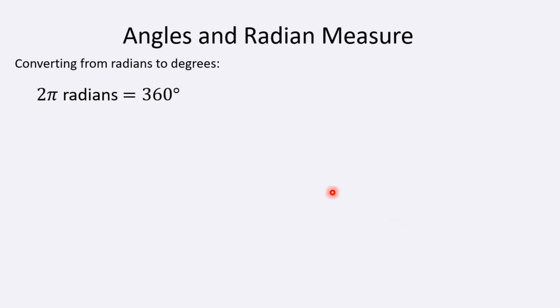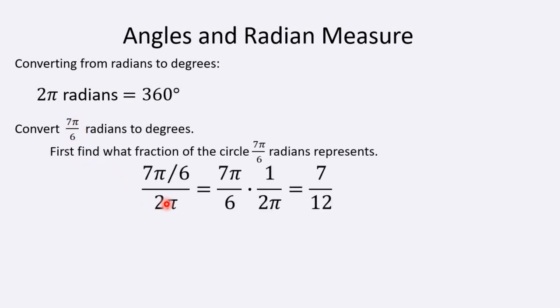Let's try to go the other way. So instead of converting degrees to radians, let's convert radians to degrees. What if we have 7 pi over 6 radians? We want to figure out how many degrees that is. Well, 2 pi radians is 1 full revolution. I want to figure out what fraction of that 7 pi over 6 represents. So I just find the fraction.